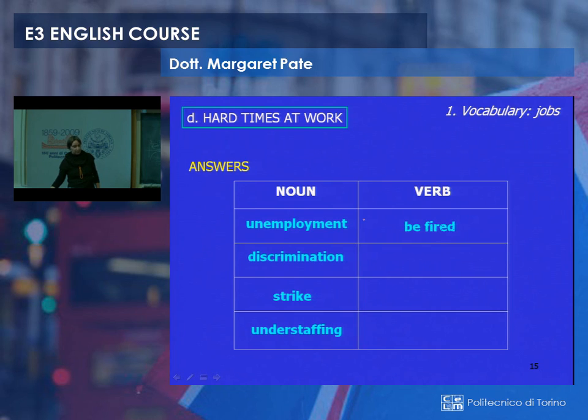Okay, so the other words were all verbs. Be fired, resign, be made redundant. If you are not sure of the meaning of the verbs, just take a minute now to look at the Italian translation for these words. In your glossary, you'll find the translation.